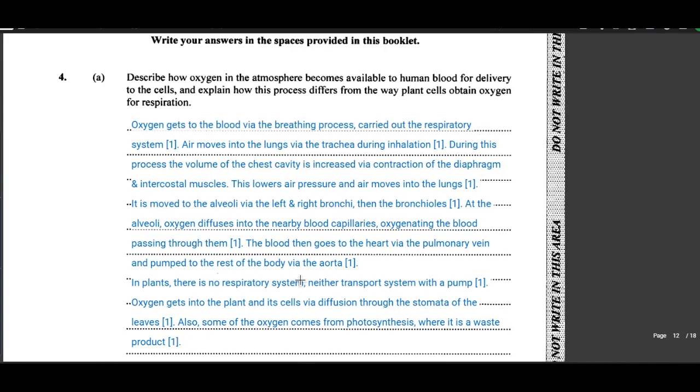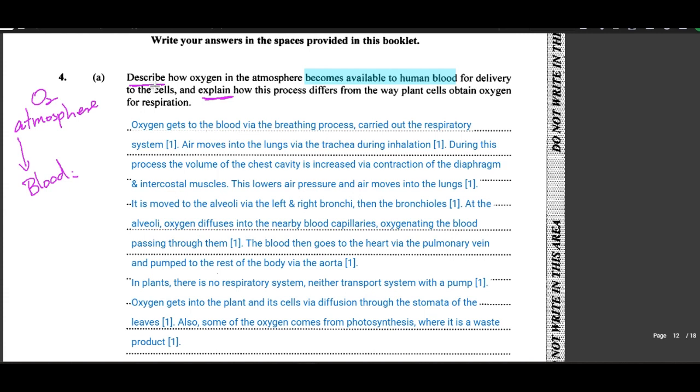Question 4. Describe how oxygen in the atmosphere becomes available to human blood for delivery to the cells. So let's note that: becomes available to human blood. And so you're going from atmosphere to blood. That's the direction. Atmosphere, O2 to blood. Okay, good. For delivery to cells. And then you have to explain.